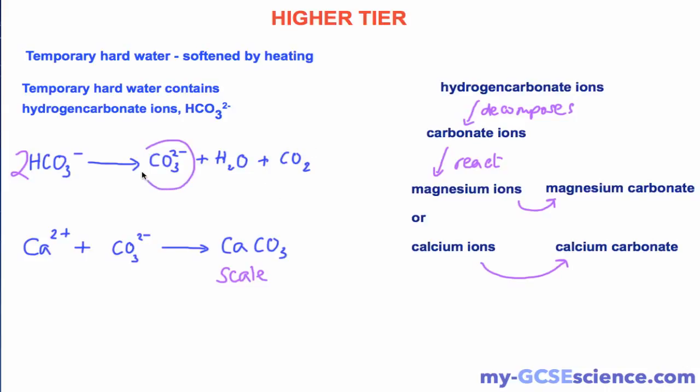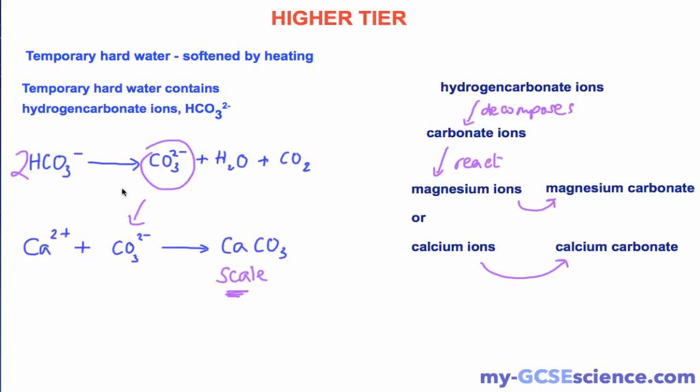But here we have our carbonate ions, and if you look here, we have the calcium ions in the water. They combine with the carbonate ions, and we then have our calcium carbonate. We could do a similar thing with the magnesium as well, using this as a guide, but this is what we have as our scale. This is the stuff that builds up on our heating elements in our kettles and so on.